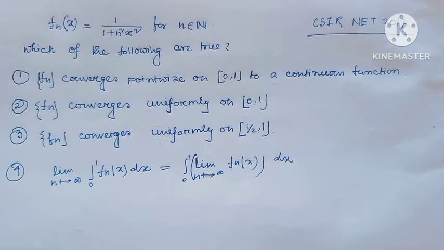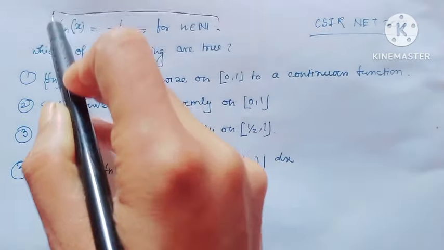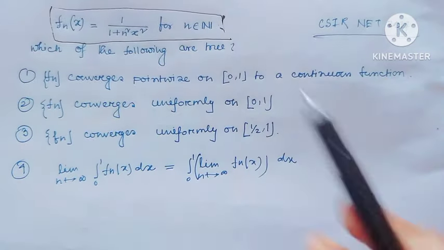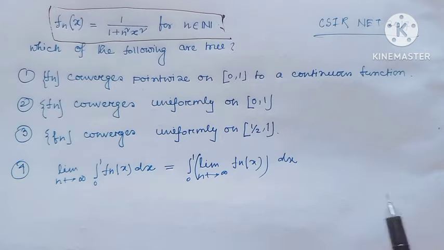Fn(x) equals 1 over n squared x squared. This is true for all n belonging to the natural numbers. Then which of the following statements are true? Option 1, Fn converges pointwise on the closed interval 0, 1 to a continuous function.